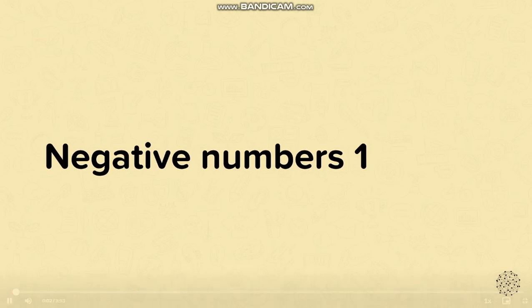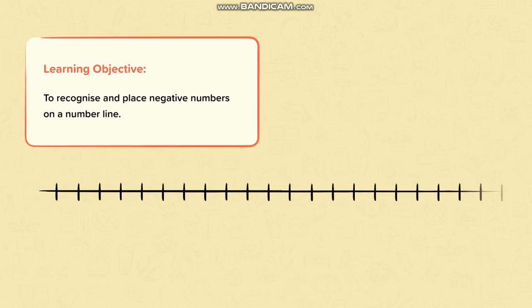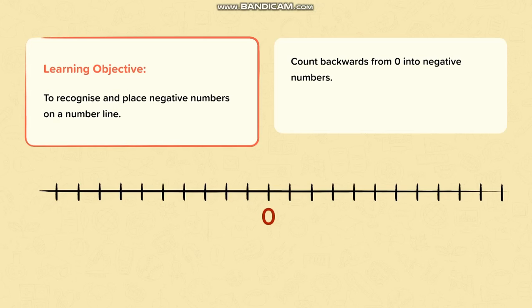Negative numbers 1. In this nugget, the learning objective is to recognise and place negative numbers on a number line. We'll start by counting backwards from 0 into negative numbers, and then we'll explore when negative numbers are used.